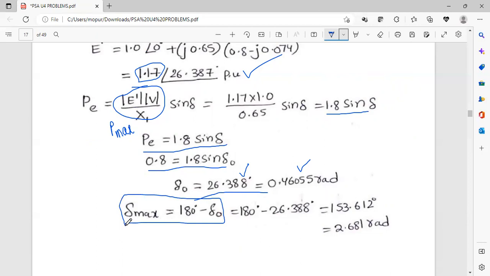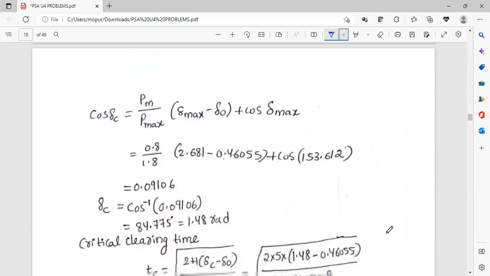If you want to know how these formulas came, you can refer to the equal area criteria derivation for the first application in transient stability. In the derivation, we had discussed two applications. The first application is fault at the sending end, and the second application is fault at the middle of the transmission line. So you will be getting del max.